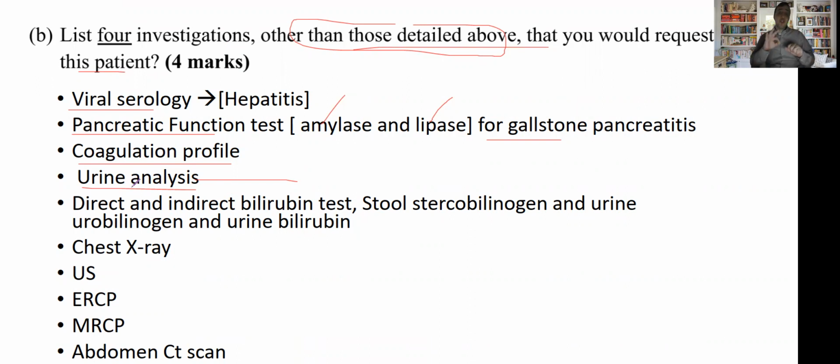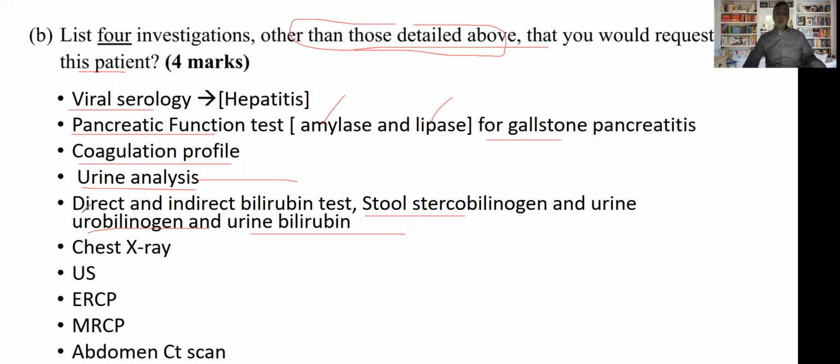We have three types of jaundice: prehepatic, hepatic jaundice, and posthepatic jaundice. The urinary urobilinogen, urinary bilirubin, and stool stercobilinogen, which I mentioned here, can differentiate between them.